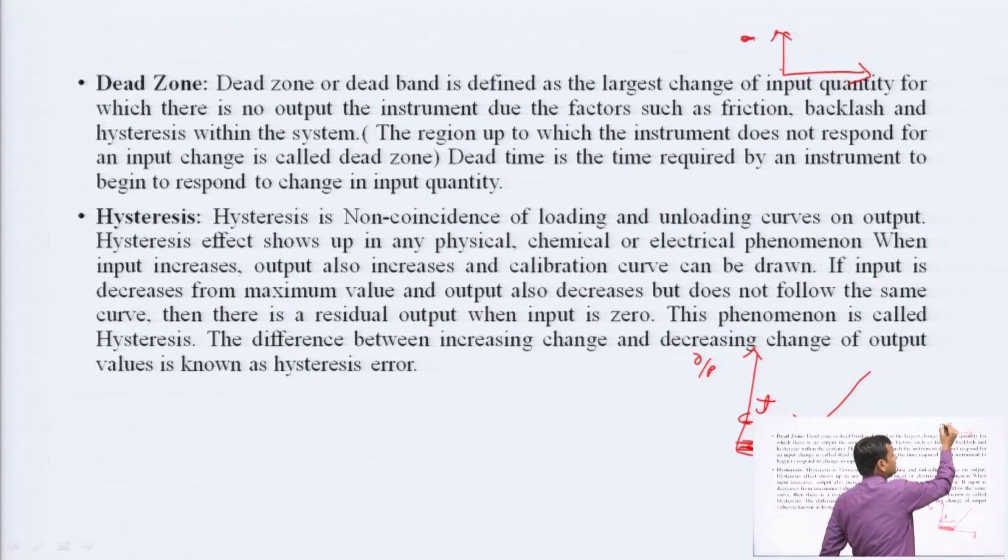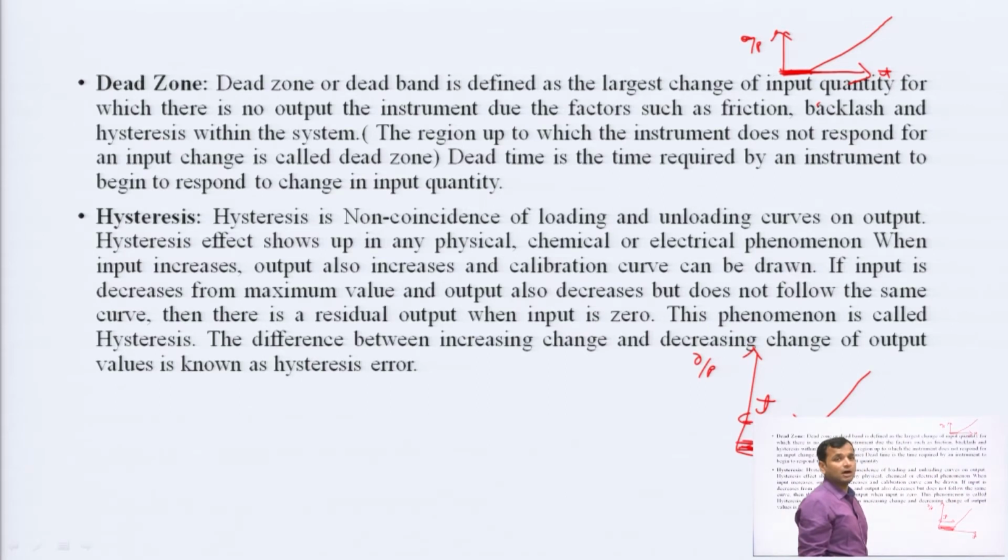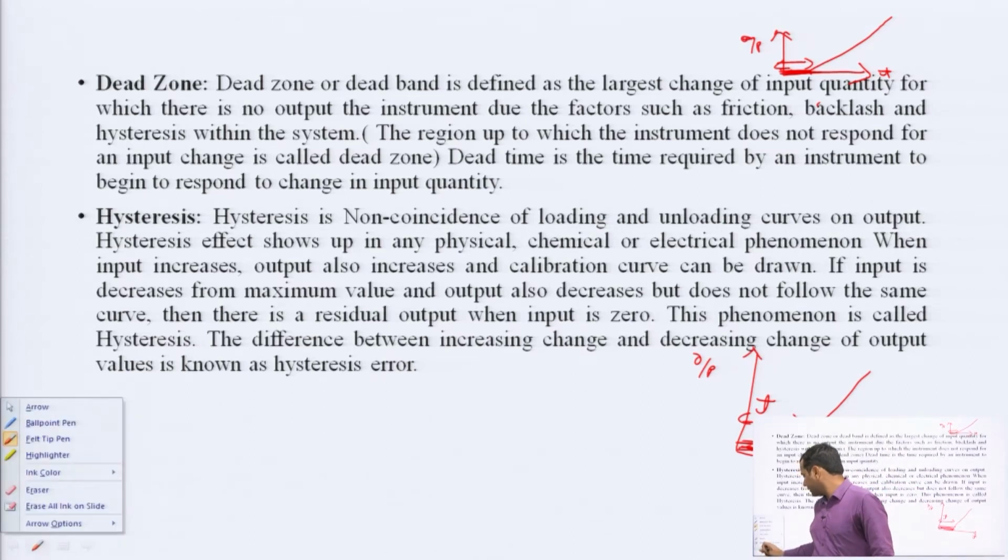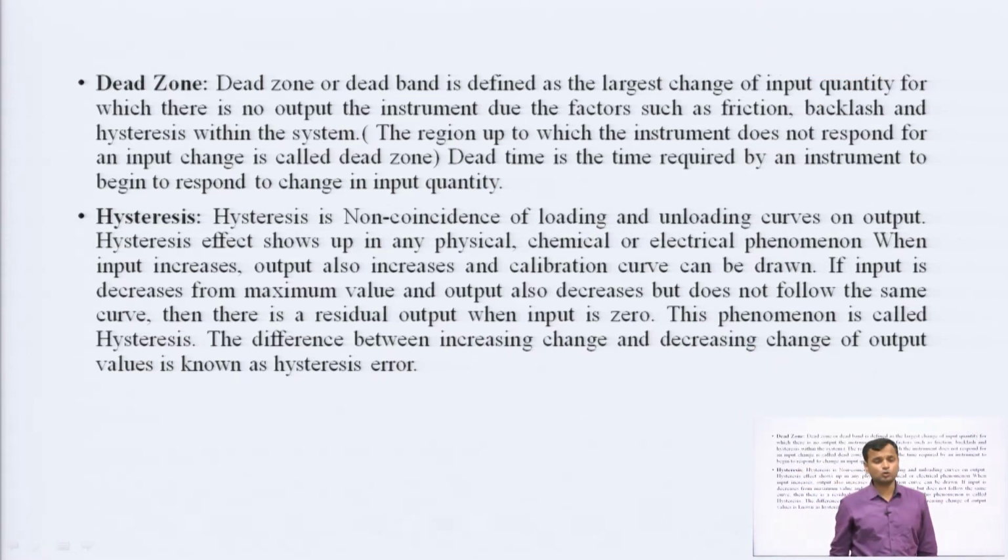This is my output, this is my time, and I am not getting any output for this time, and after a certain time I am getting the output. So, this time when I am not getting any output with respect to my input is called the dead time characteristic, and it is one of the undesirable characteristics of an instrument. Okay. So, next is hysteresis.